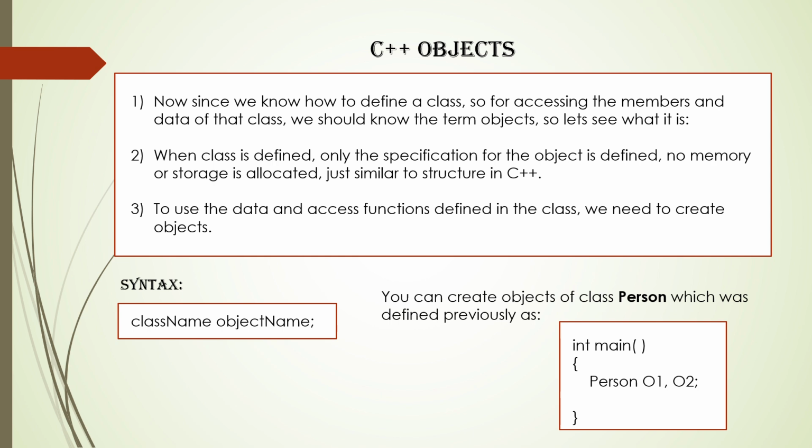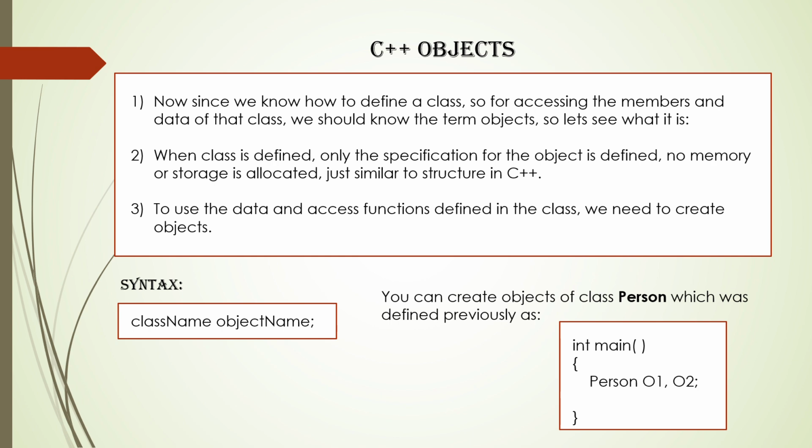To use the data and access functions inside the class, we need to create an object. See the syntax of how to declare the object: class name, space, object name, followed by the semicolon. We have declared the class person previously. So for that class, I have declared objects of the person class. O1 and O2 are the two objects of the class person.